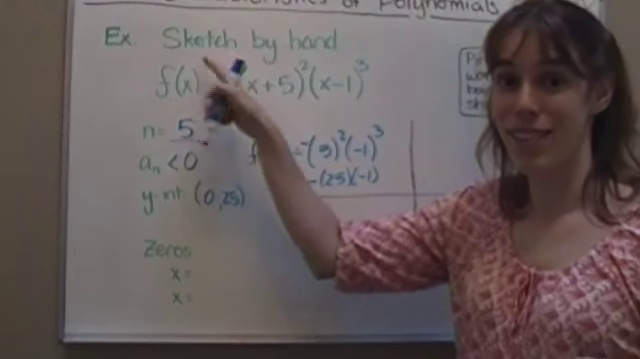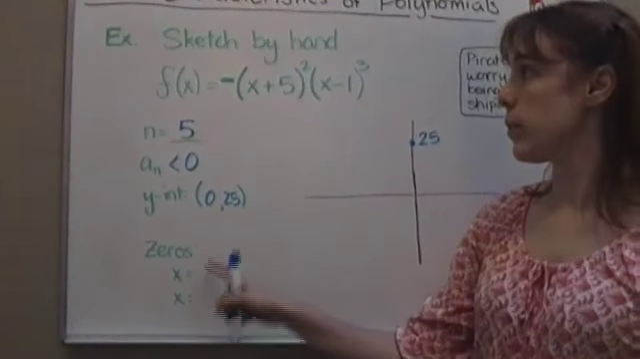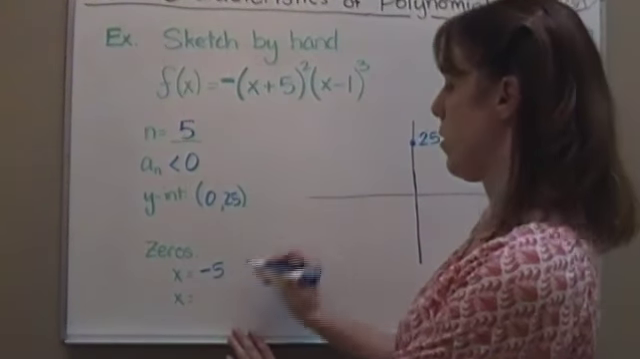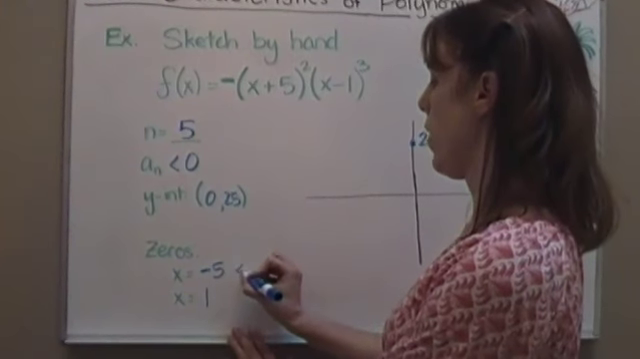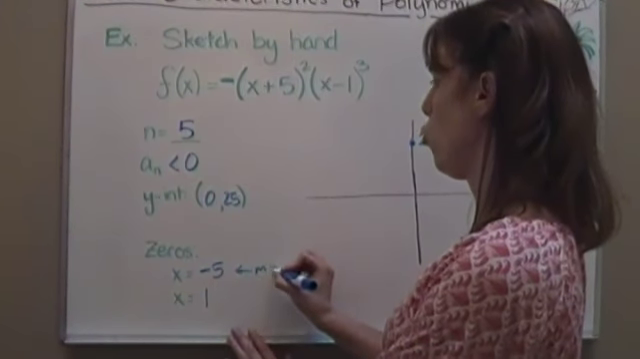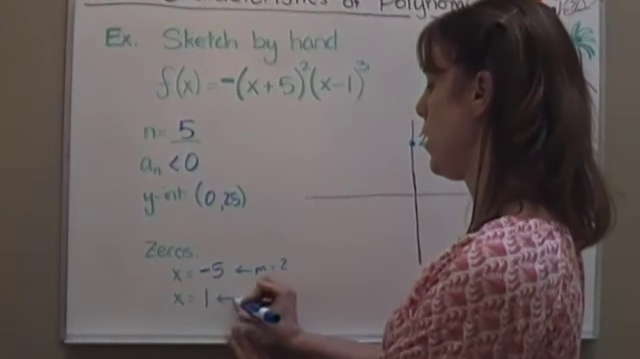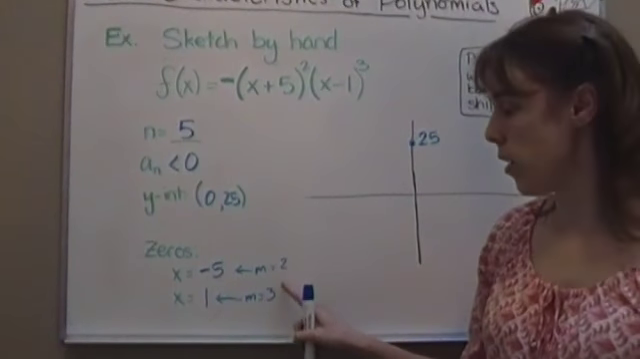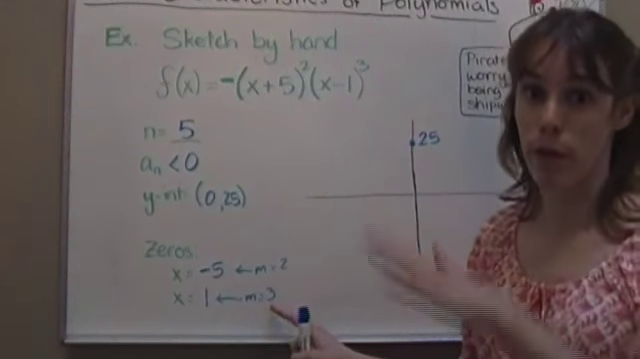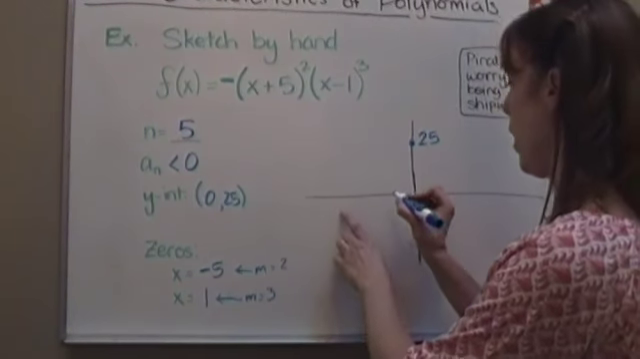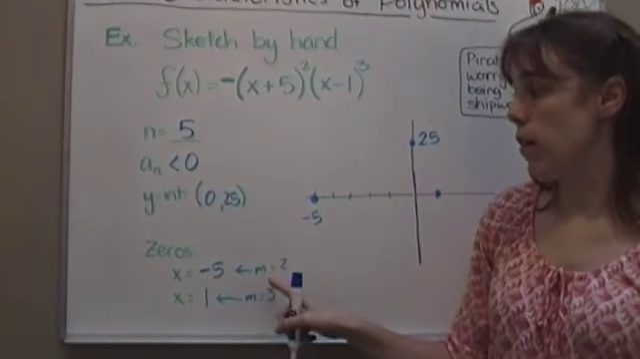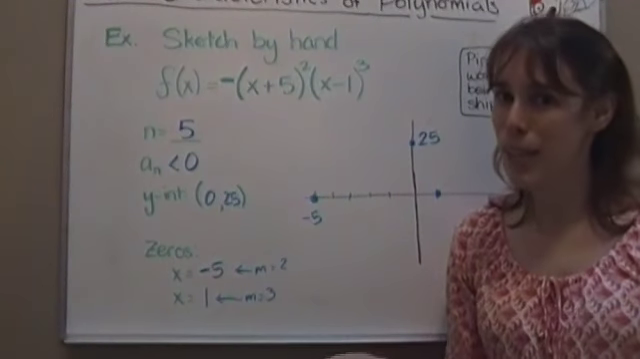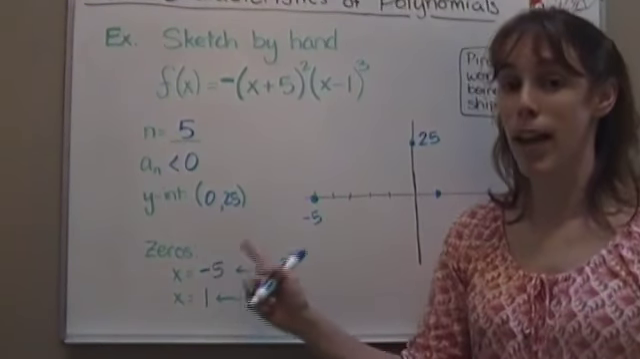That keyword is sketch. Okay, now let's look at the zeros. They are negative 5 and positive 1. So negative 5 has a multiplicity of 2, and 1 has a multiplicity of 3. So this one is going to bounce off, and this one is going to have a point of inflection. Okay, so let's look at negative 5. I know the graph is going to bounce off, but is it going to bounce from the bottom or from the top? Well, that depends on the end behavior, because there are no other roots past that point.